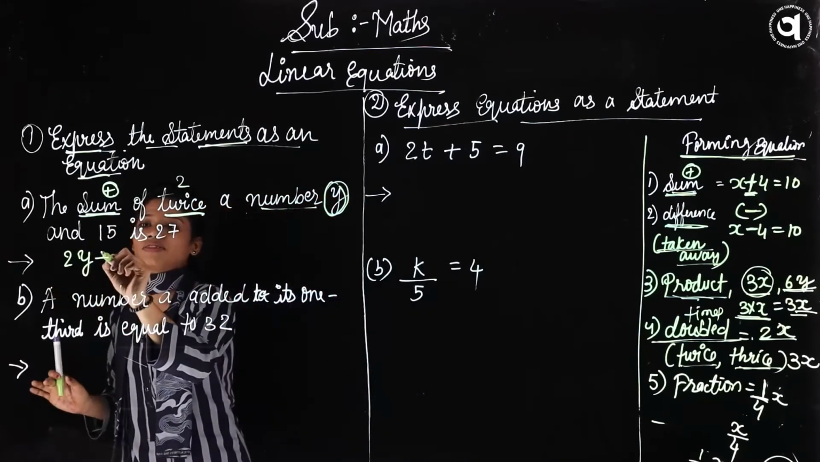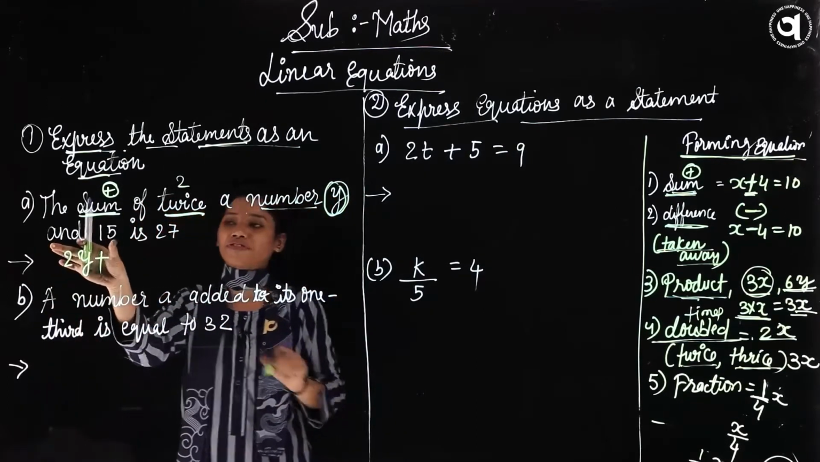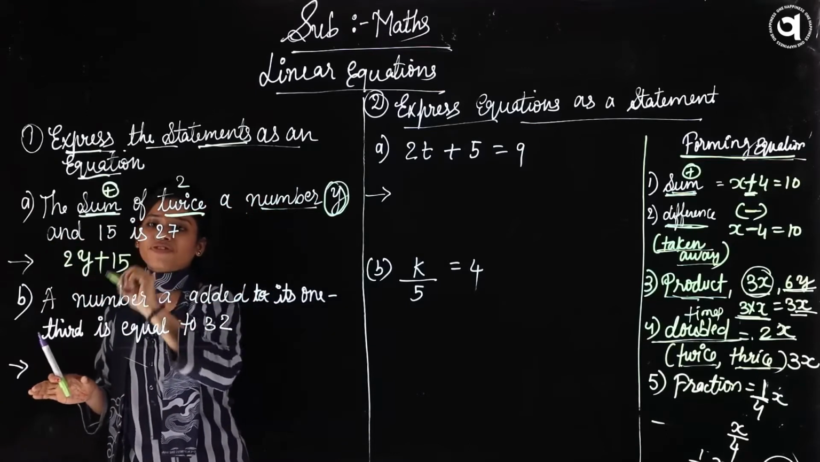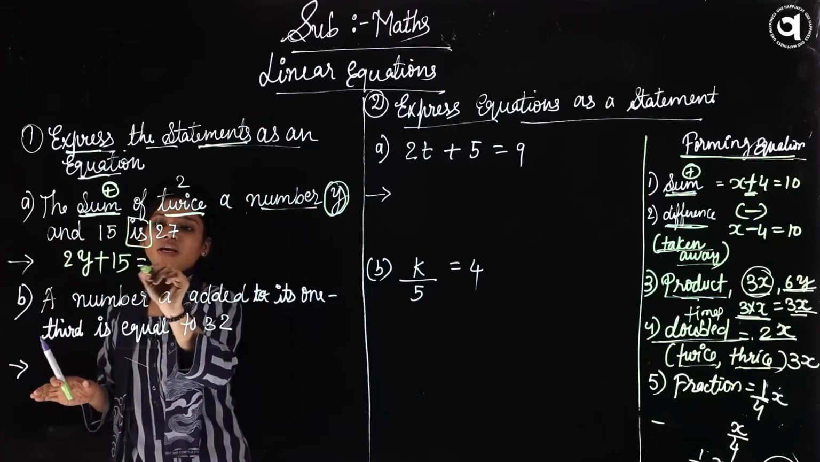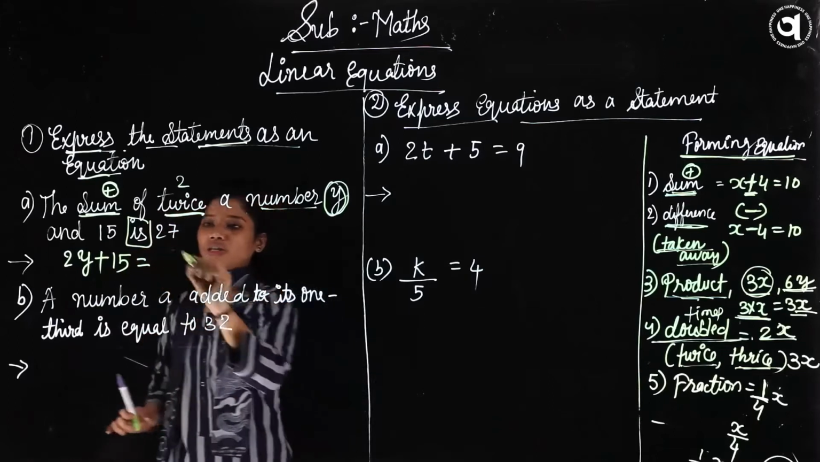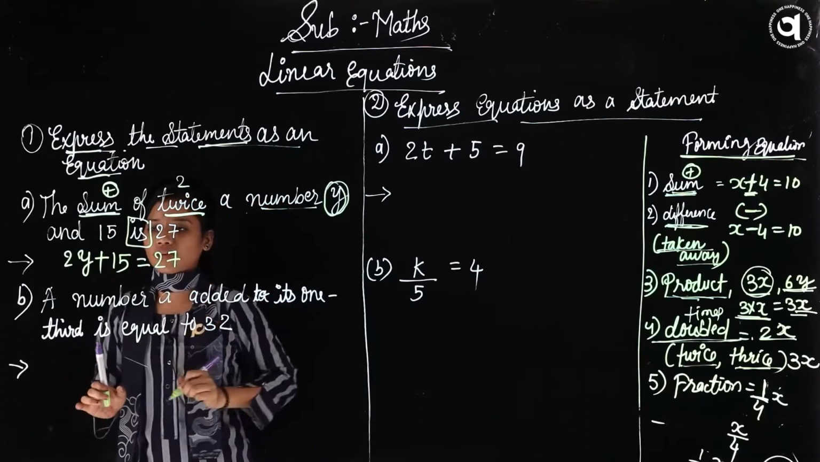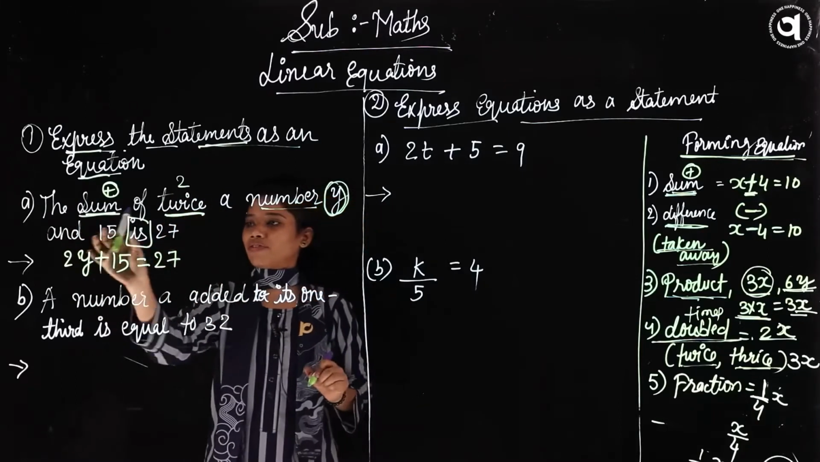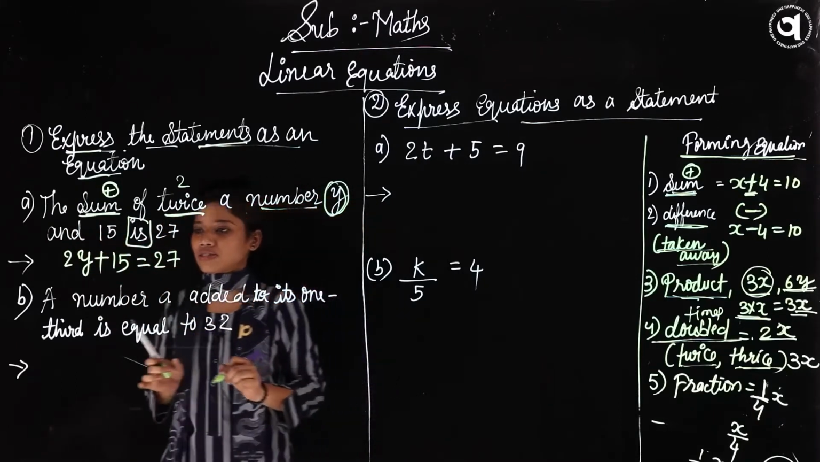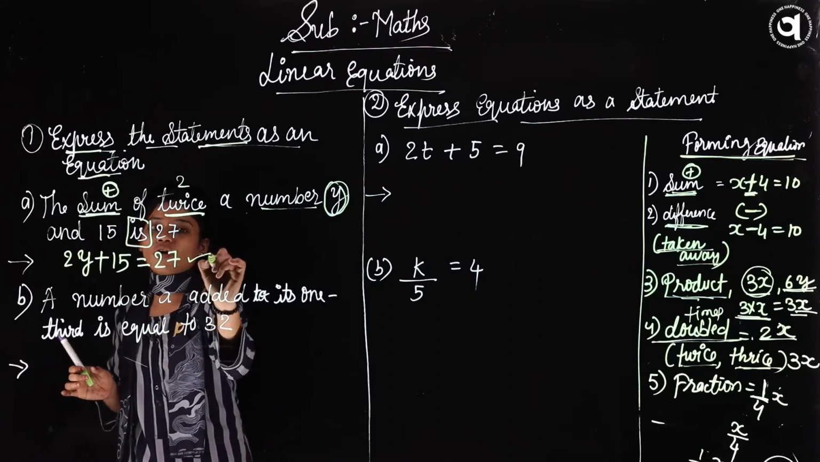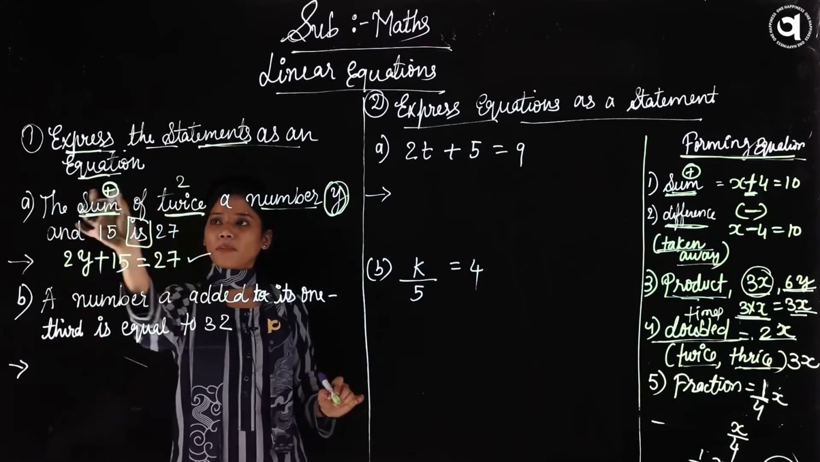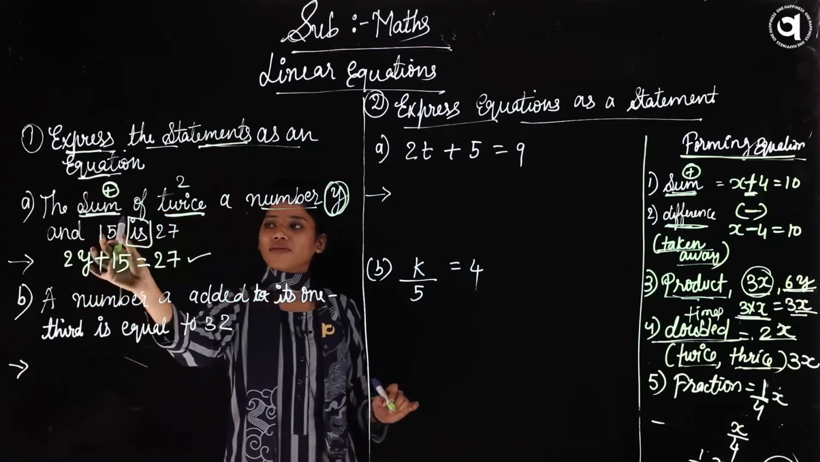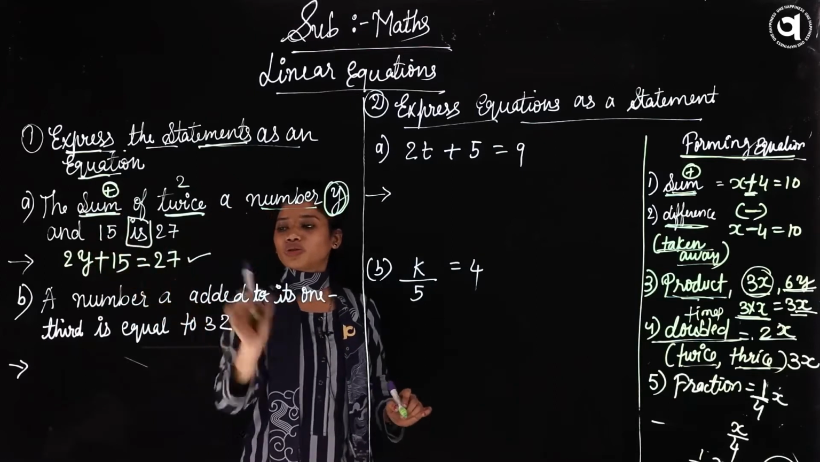Sum means plus, the sum of 2y and 15, and "is" means equal. What is given? That is 27. So the sum of twice a number y and 15 is 27. So we get the equation: 2y plus 15 is equal to 27.